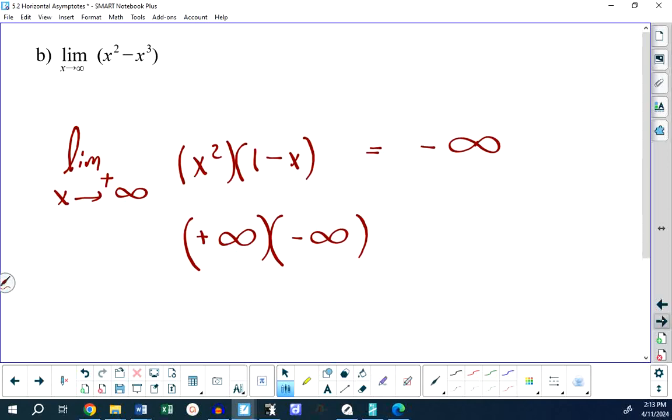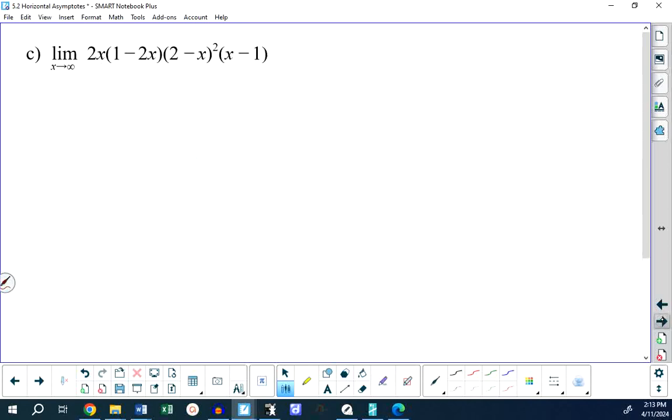Let's do one more quick one. What is the limit as x approaches infinity of this expression? Well, as x approaches infinity, the 2x will approach infinity. The 2x does not approach to infinity. I hope you know that infinity doesn't work that way.